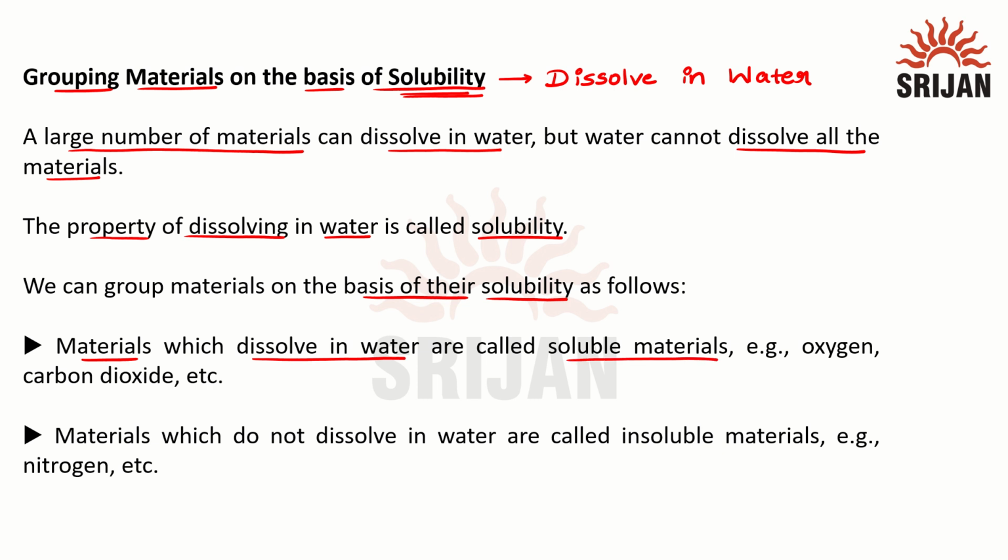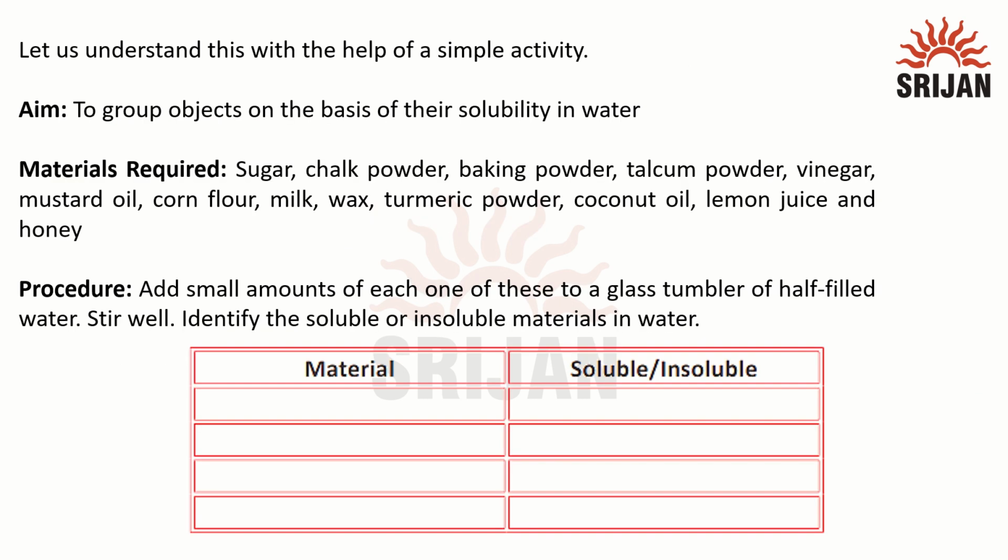Even gas can dissolve in water, for example oxygen, carbon dioxide, etc. And this is how aquatic organisms are able to survive, because oxygen is present even in water in a dissolved form. Now the second group is materials which do not dissolve in water, termed as insoluble materials, for example nitrogen. Now let us understand the solubility property with the help of a simple activity.